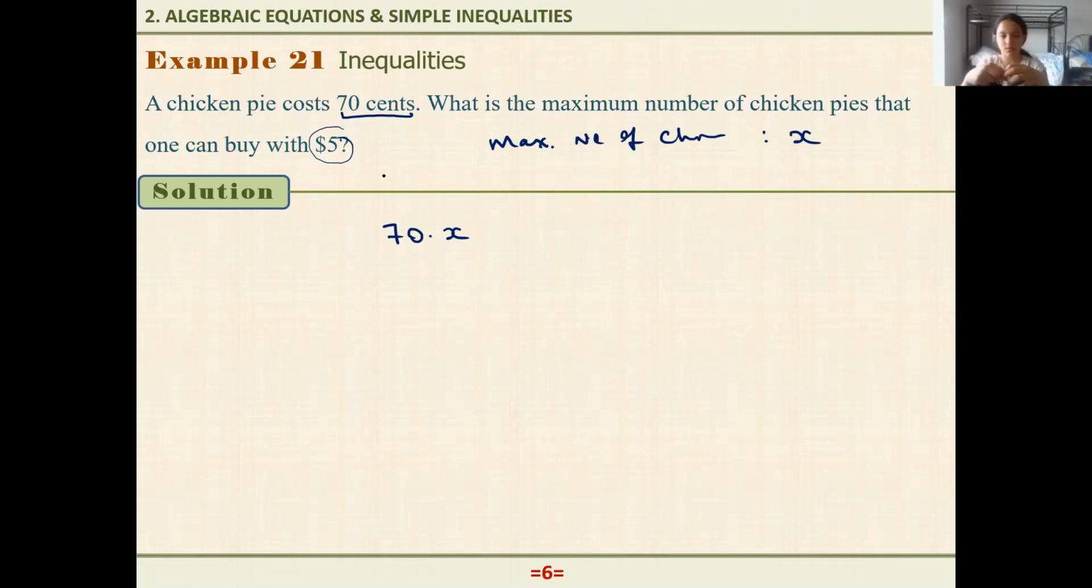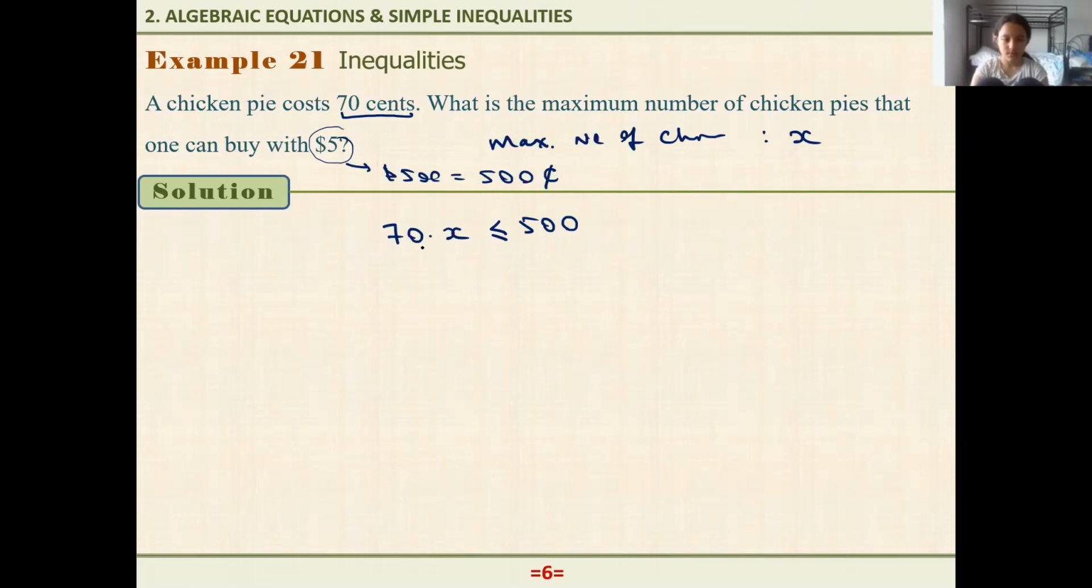But now how much do we have? We have $5, right? And here cents, dollars. First we have to convert this dollar into cents. $5 is equal to 500 cents, right? So this amount, the total amount must be less than or equal to 500, right? Because if it is more than $5, we cannot pay that. We cannot afford it, because we have only $5 here. So we have to solve this inequality.